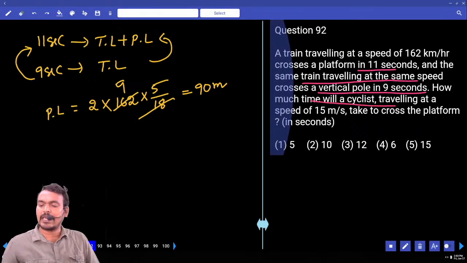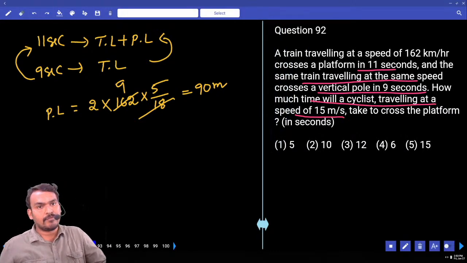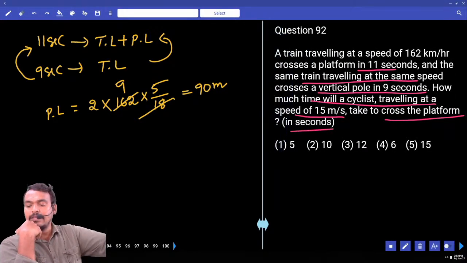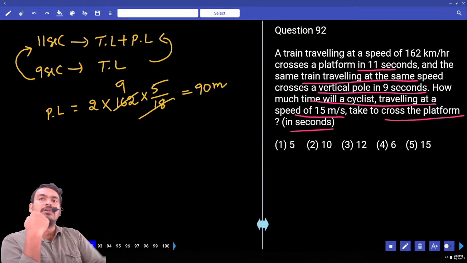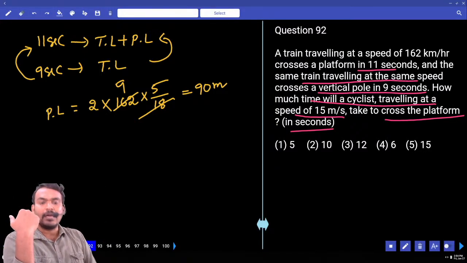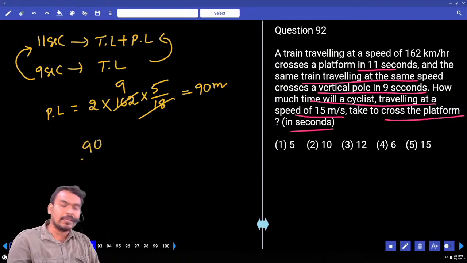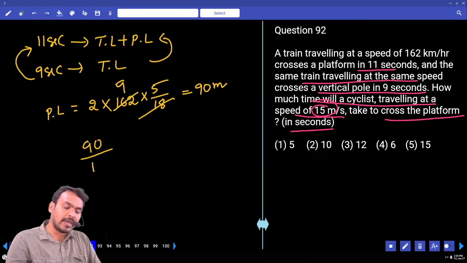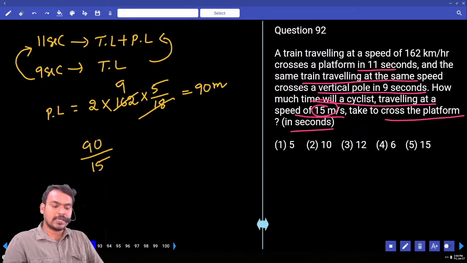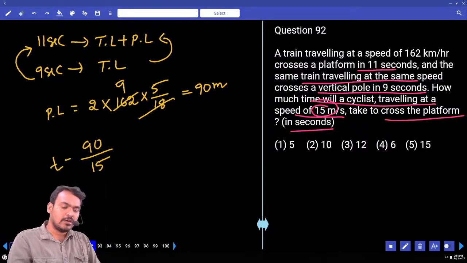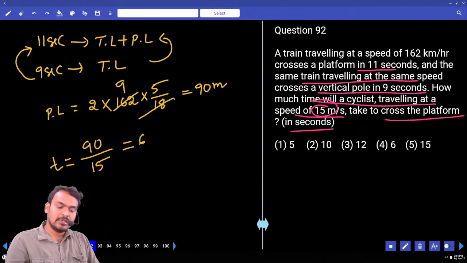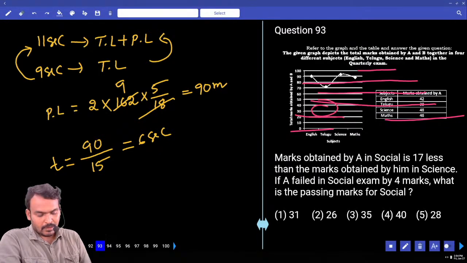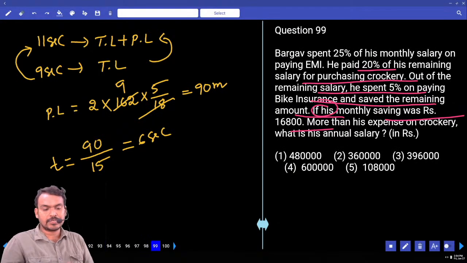How much time will a cyclist traveling at a speed of 15 meter per second take to cross the platform? A cyclist passes a platform means the total distance is only the platform length or not? What is the platform length? 90. It is covered with a speed of how much? 15 meter per second. Divide by 15 or not? Distance by speed, we get which one? Time. How many seconds? 6 seconds or not? 99. Next one.